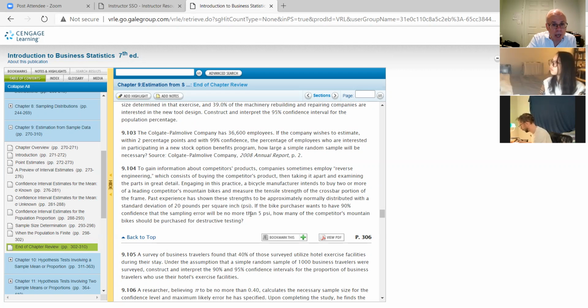If the bike purchaser wants to have 90% confidence that the sampling error will be no more than 5 PSI, how many of the competitors' mountain bikes should be purchased for destructive testing? Minimum sample size problem here. I want you to use the same formula as we saw in the previous problem, problem 100. Use that same formula and come up with the minimum number of bikes that this guy should purchase for this reverse engineering process.